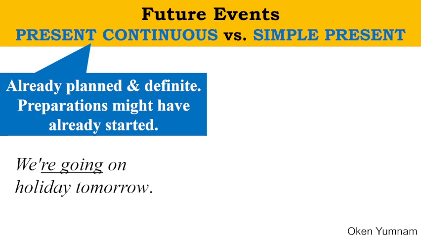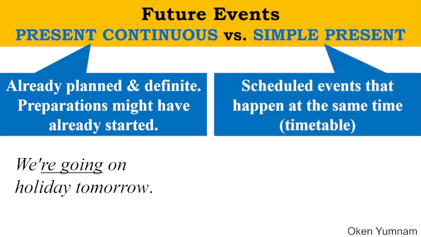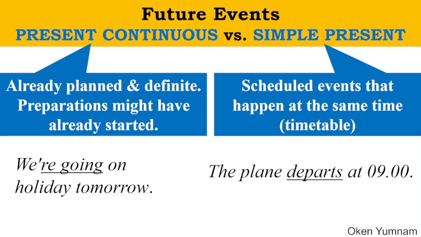And coming to present simple tense, we use it for scheduled events that happen at the same time, just like in timetables in railways, flights, or bus, like that. Example here, the plane departs at 9. So it's a timetable that the plane departs at this time. It's a regular time. So this time we use simple present. So this is the difference between present continuous and present simple use for actions in future time.